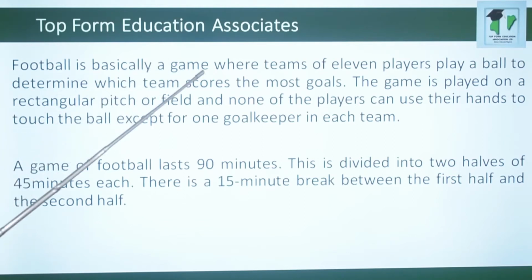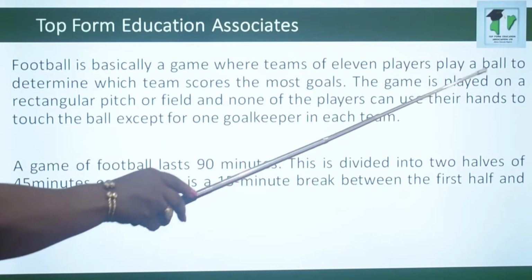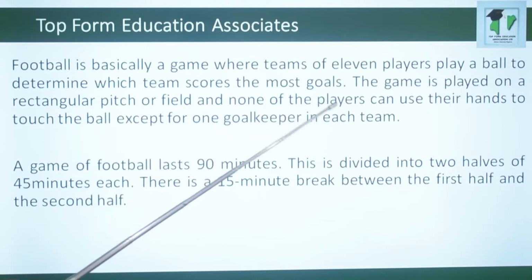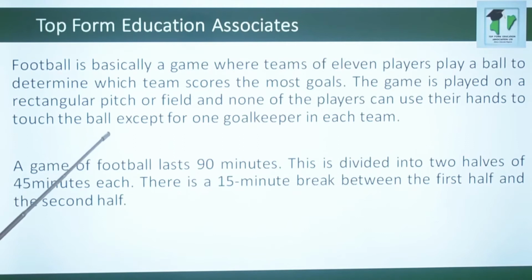Football is basically a game where teams of 11 players play a ball to determine which team scores the most goals. The game is played on a rectangular pitch or field, and none of the players can use their hands to touch the ball except for one goalkeeper in each team.